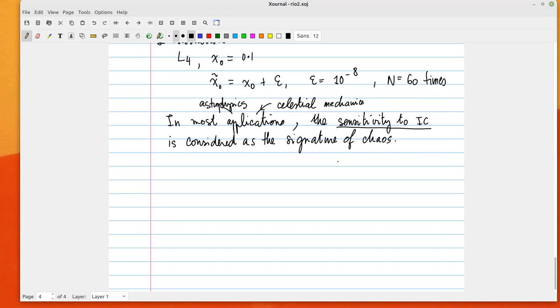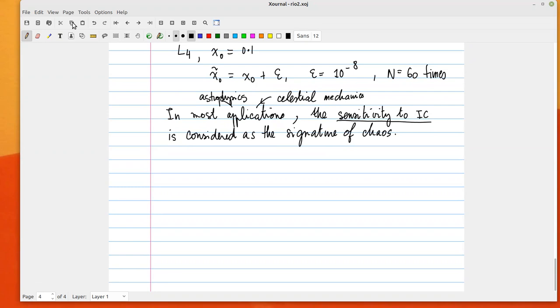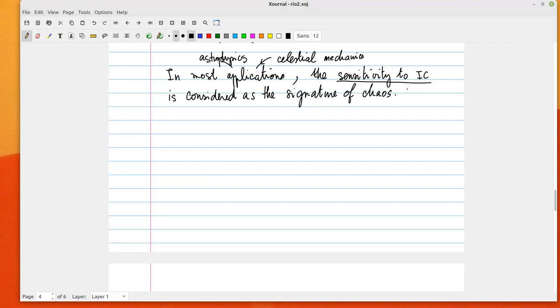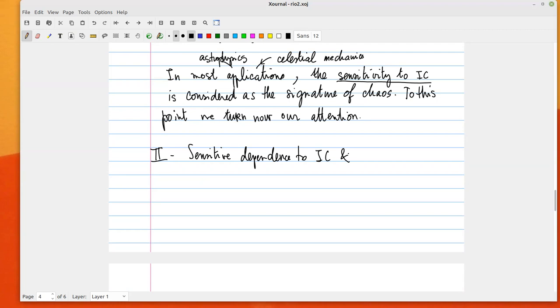So, new page. To this point, we turn now our attention to part two: sensitive dependence to initial condition. And we will slowly introduce Lyapunov exponents. I don't know if I will have time today.